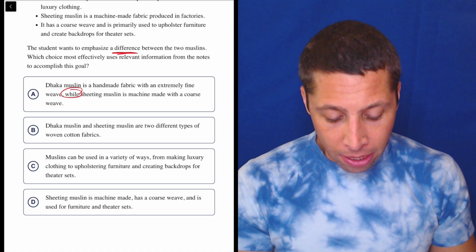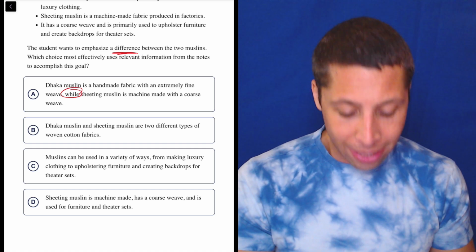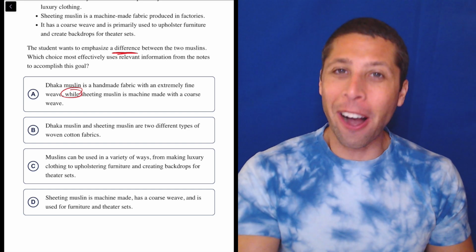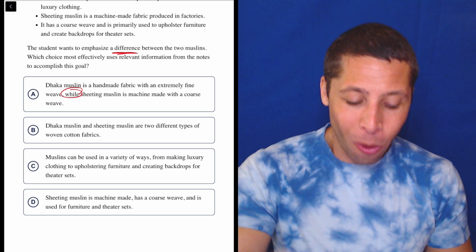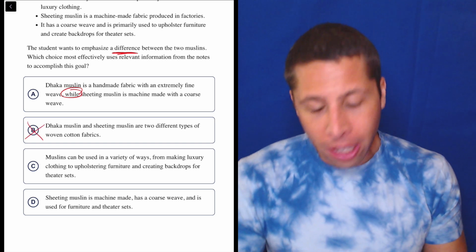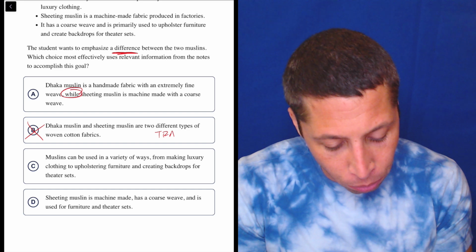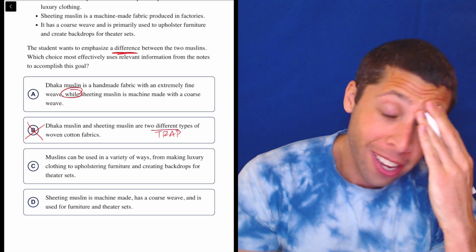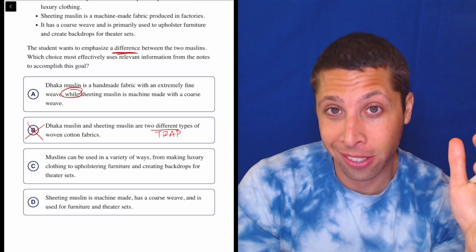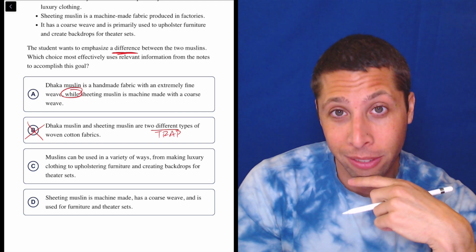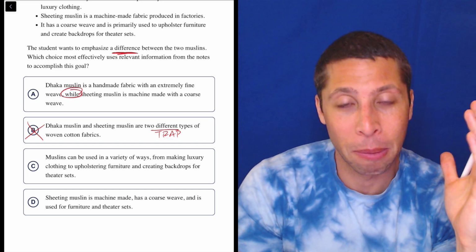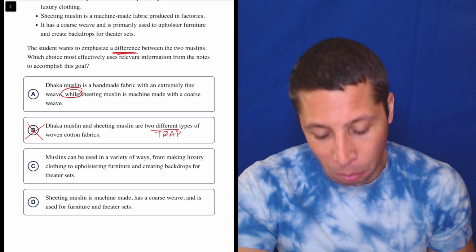B, Dhaka muslin and sheeting muslin are two different types of woven cotton fabrics, but what is the difference, right? Notice that it purposely leaves off any sort of specificity here. We want to know what the difference is. And so B, they're clearly trying to trick you here. If you're really bad at this kind of question, you're just going to see the word different in B and the word difference in the question and be like, oh, it's the same word. But guys, come on. They're not going to do that. These are easy, but they're not that easy, right? You've got to think about it a little bit more than that.